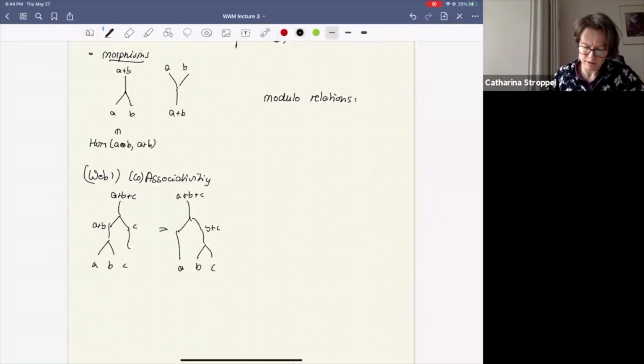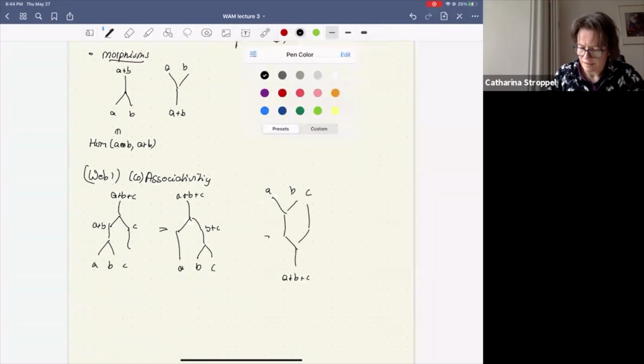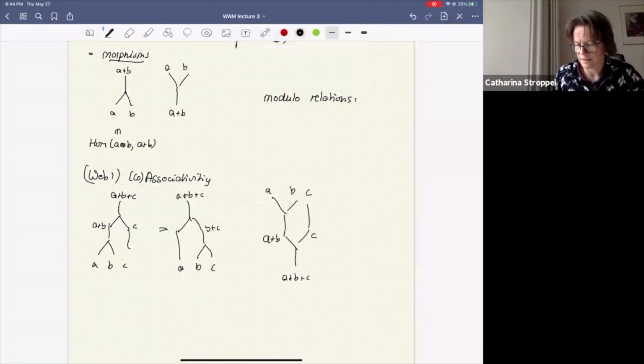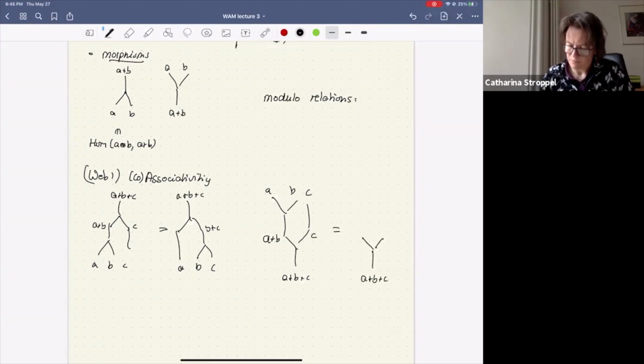And then co-associativity is just the opposite. So I would start, so I prefer to draw it from the top. So I start from A plus B plus C, then I split it into A plus B and C, and then I split the left-hand side again. And this should again be the same thing as if I would start from A plus B plus C, then split off A and B plus C, and then afterwards split B and C.